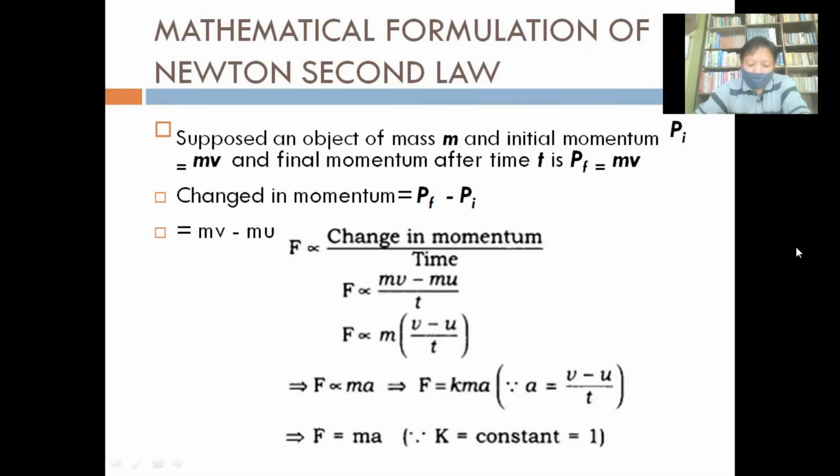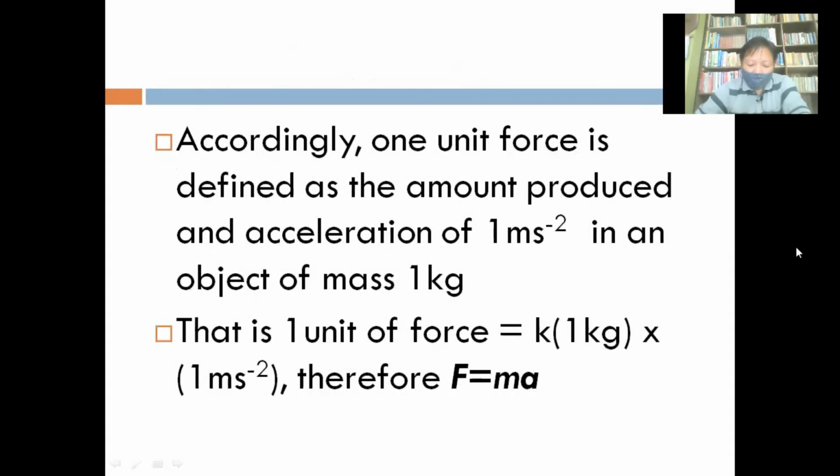The SI units of mass and acceleration are kg and meter per second square. Accordingly, one unit of force is defined as the amount that produces an acceleration of 1 meter per second square in an object of mass 1 kg. So one unit of force is equal to 1 kg times 1 meter per second square. Thus the value of k becomes 1.